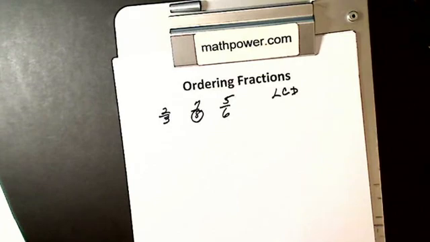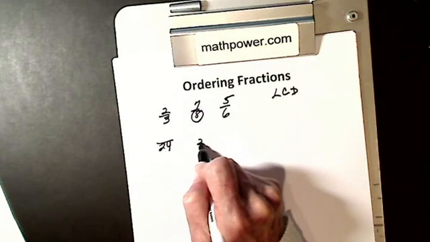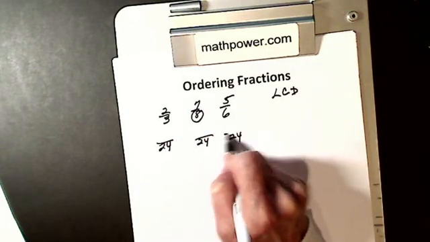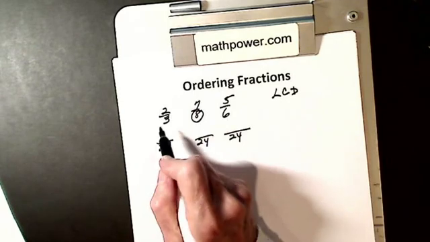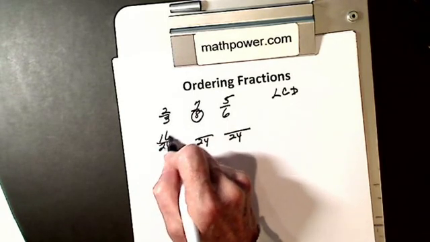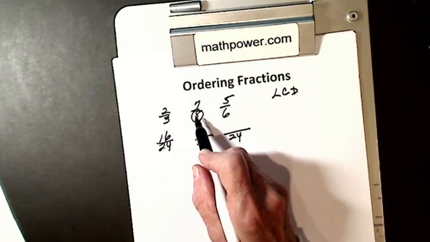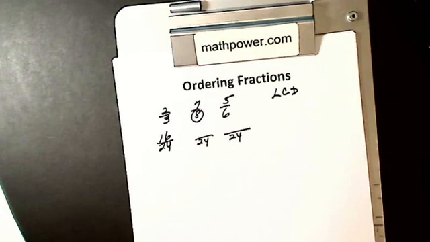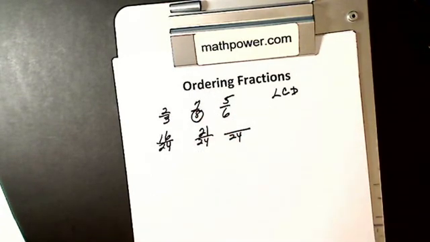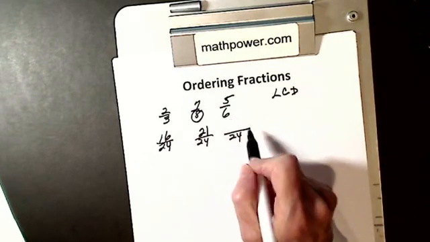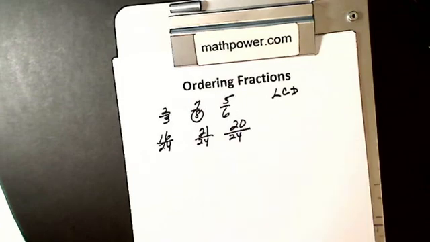So I'm going to change everything to 24ths. It's just what we did for equivalent fractions. What do I multiply 3 by to get 24? 8. So I have to multiply my numerator by 8. So I get 16 24ths. What do I multiply 8 by to get 24? 3. So 3 times 7, 21. What do I multiply 6 by to get 24? 4. So 4 times 5 is 20.